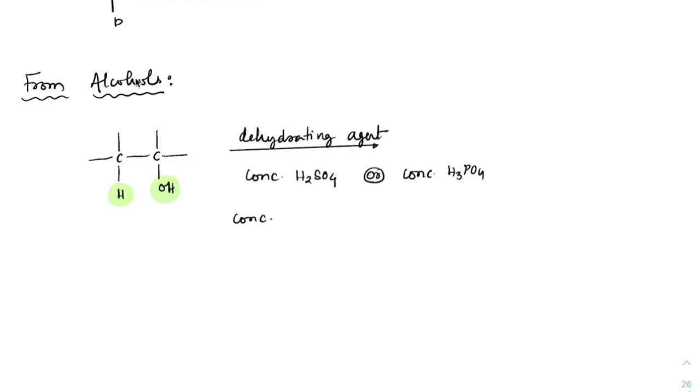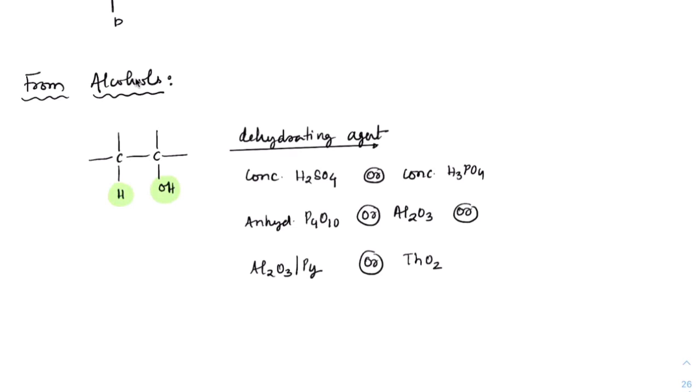anhydrous P4O10, or Al2O3, or Al2O3 with pyridine, Py as in pyridine, or thorium dioxide, or BF3. All of these are good dehydrating agents. Wherever you find these compounds in front of alcohols, there is a high chance they will undergo elimination.